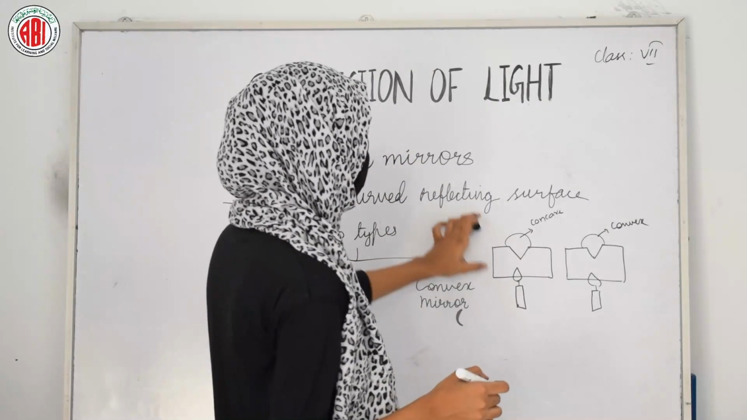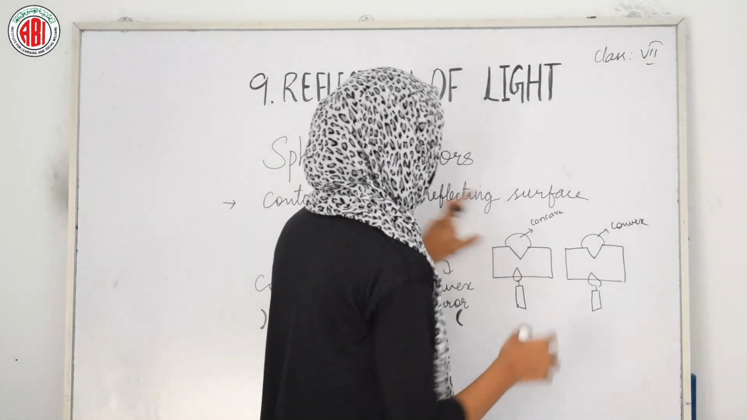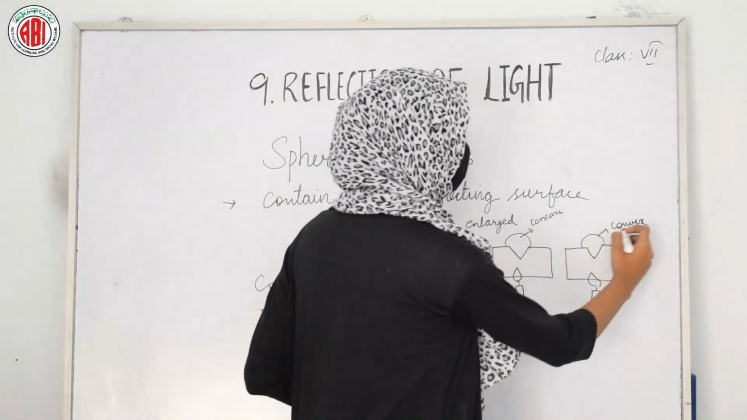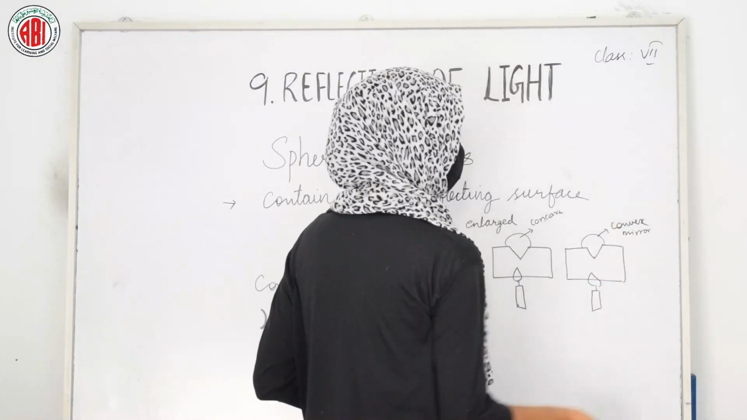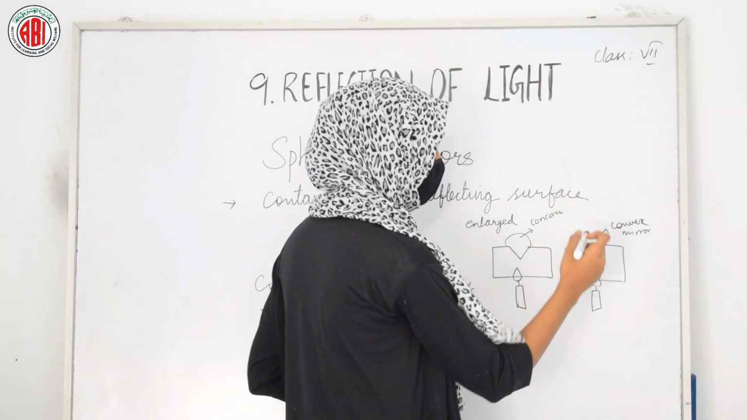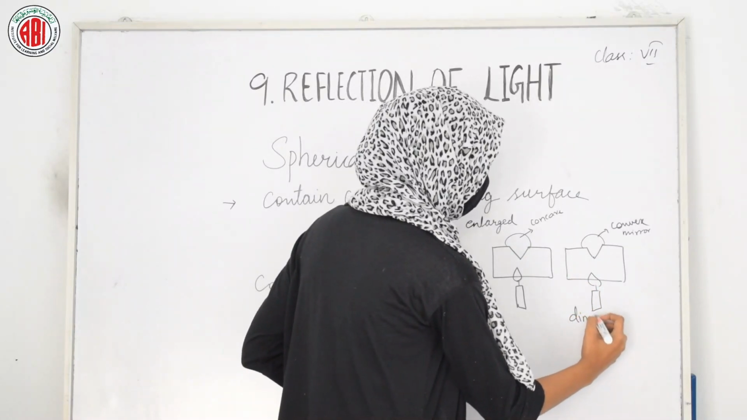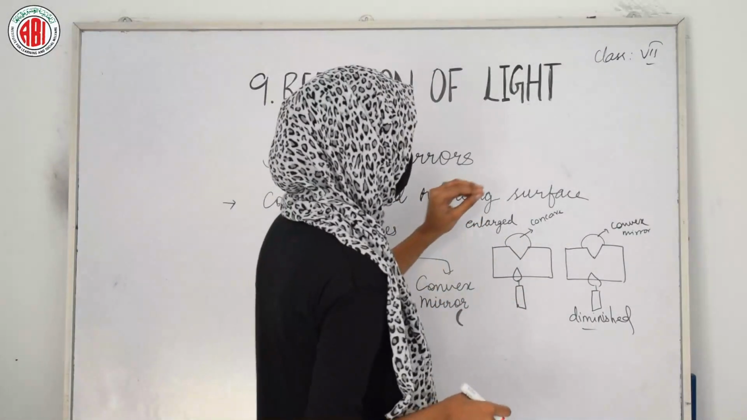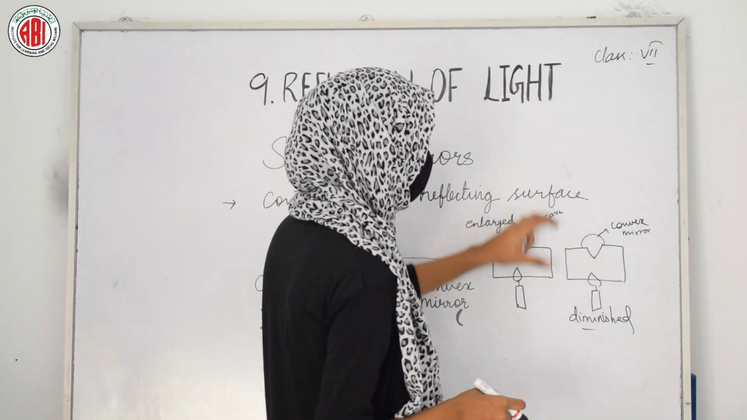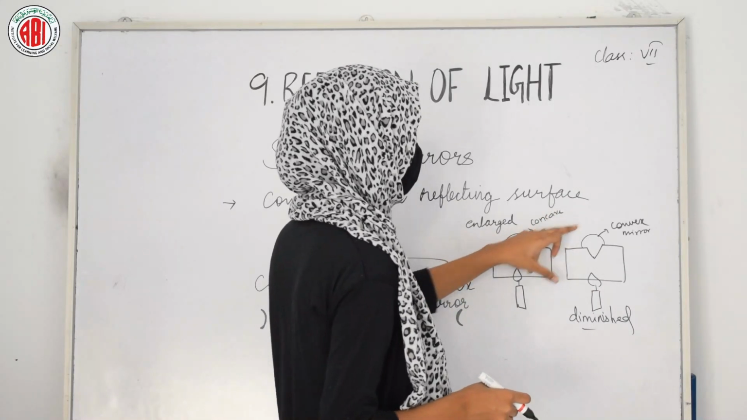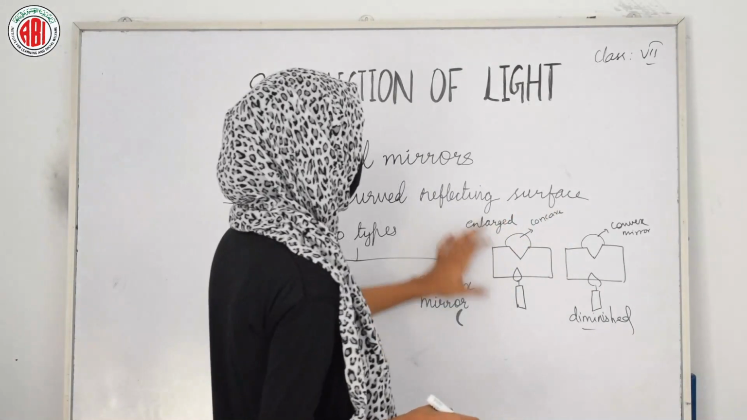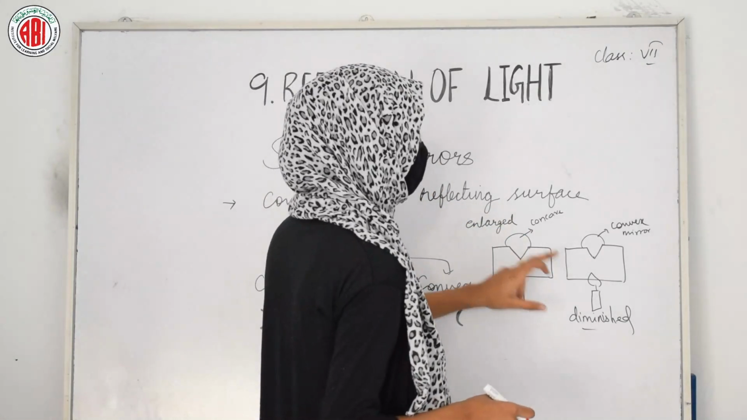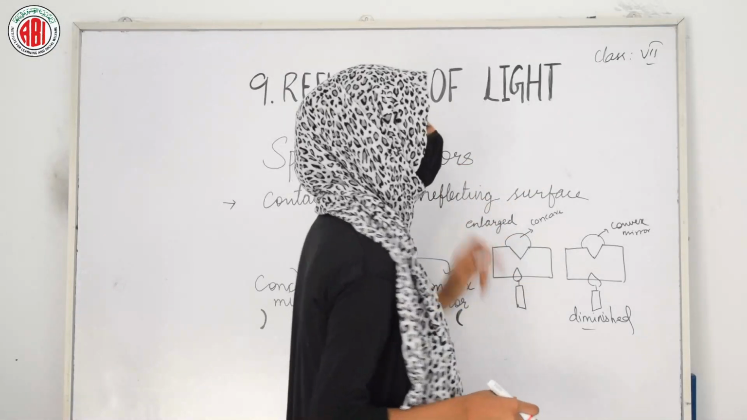When you see the image that appears in the concave mirror, it is more enlarged. But when you see the image that appears in the convex mirror, it is not so enlarged, and the image that appears in the convex mirror will be diminished. We cannot see the image clearly in the convex mirror. So in this way the enlarged image can appear in the concave mirror and the diminished image of an object can be seen in the convex mirror.